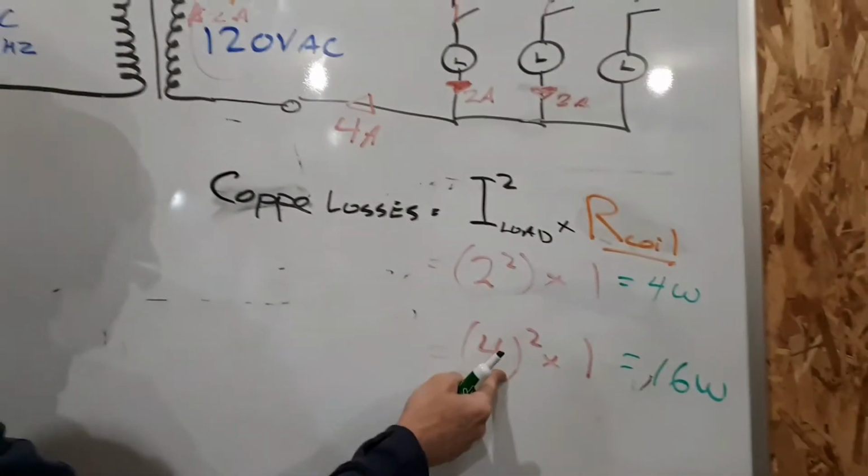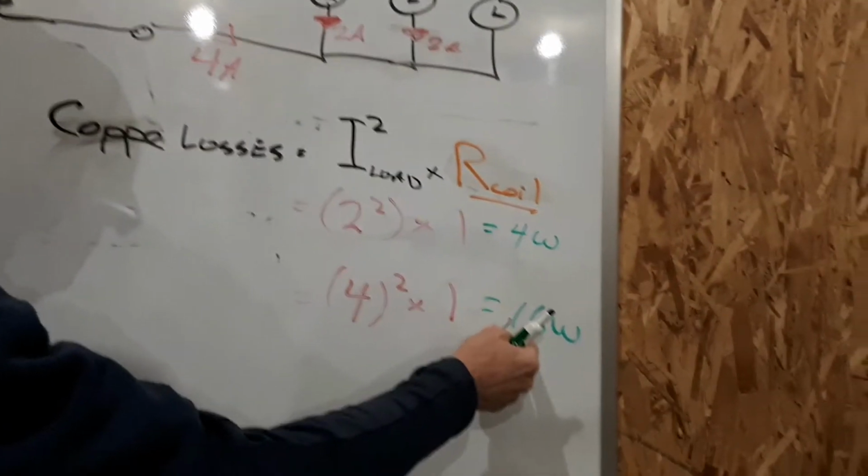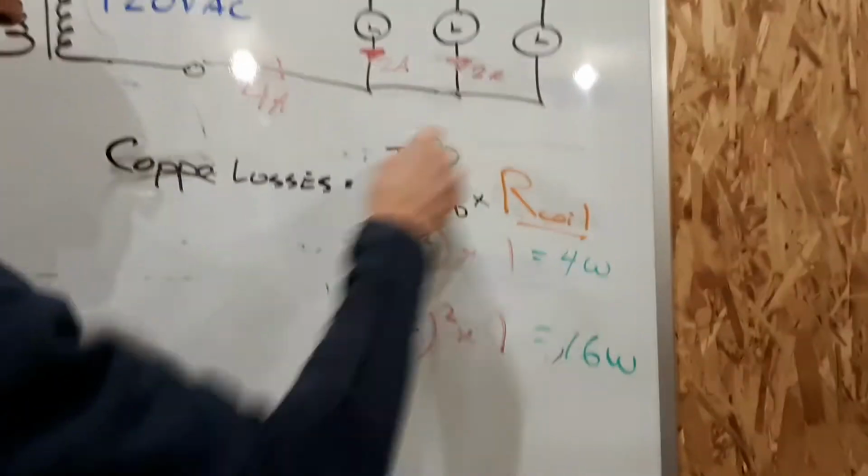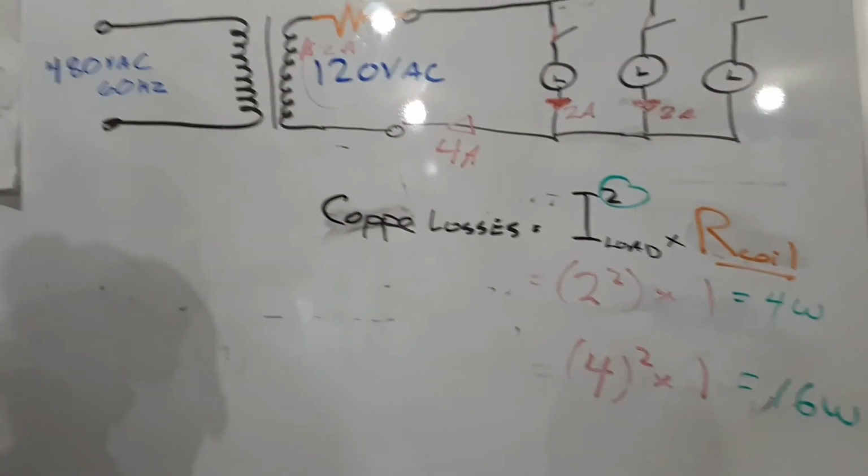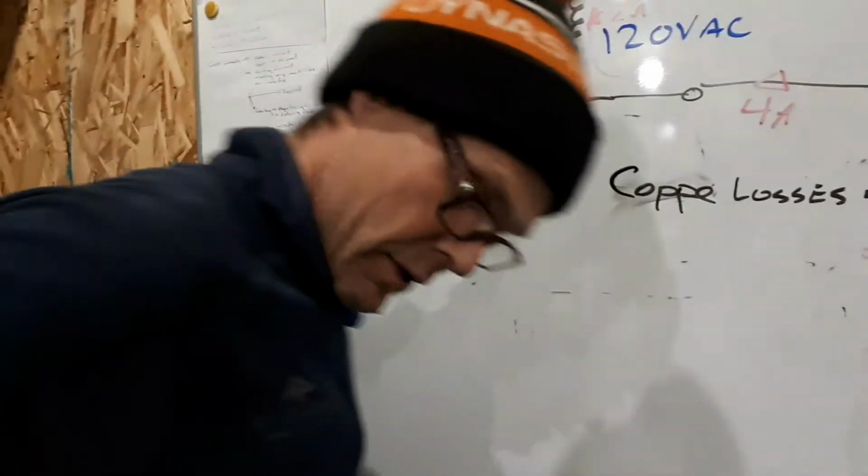The current has doubled, but this has gone up by the square. Our copper losses are going up by the square. So we do one more. Might have to break out the calculator for this calculation. But do another one right here.